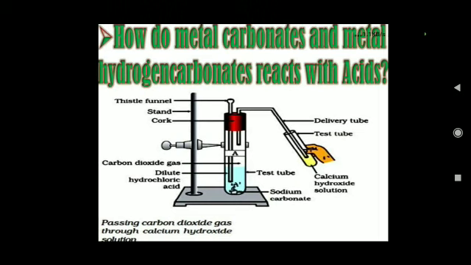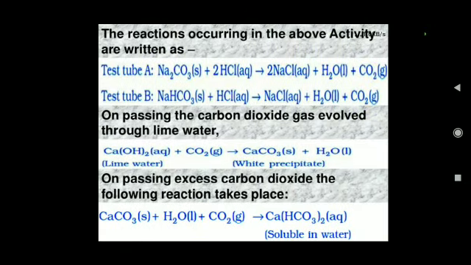Second chemical property of acids and bases. What happens when metal carbonate and metal hydrogen carbonate react with acids? In the first reaction, we have taken dilute hydrochloric acid and sodium carbonate. When we heat dilute hydrochloric acid and sodium carbonate, NaCl, water, and carbon dioxide are formed.